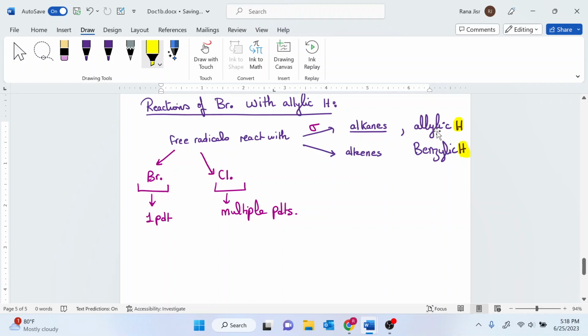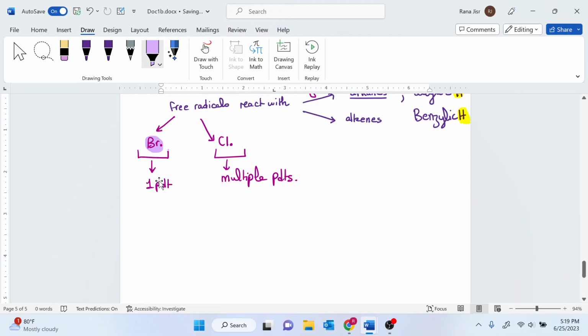Now, the free radical that we are going to consider the reactions of allylic and benzylic hydrogen with is going to be the bromine free radical, not the chlorine free radical, since the bromine free radical is more selective than the chlorine free radical. If there is any allylic or benzylic hydrogen, then the bromine free radical is going to favor this hydrogen over the tertiary hydrogen.